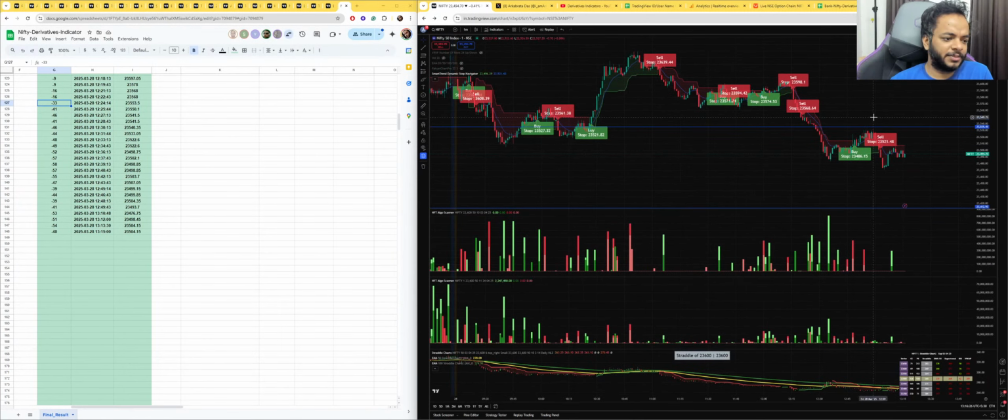And again, our AI money flow is still not showing much strength. It's in the negative zone. Some recovery, but still in the negative zone. Here again, some put writers came in.